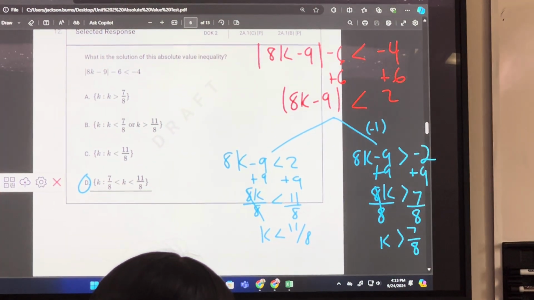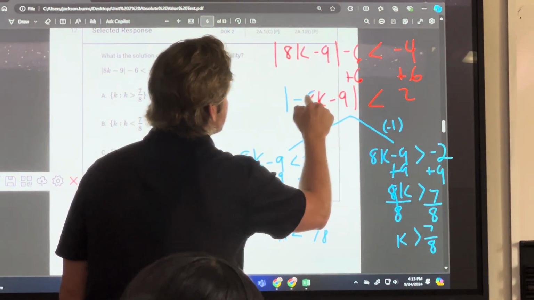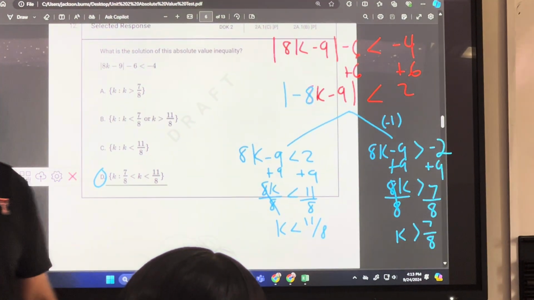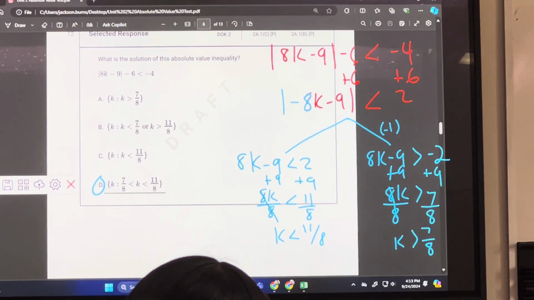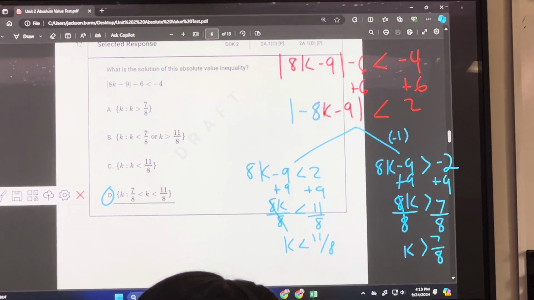Basic fractions. One of the things I will do, I will make this negative. So what will happen if I put the negative inside the absolute value? Like our warm-up question today.